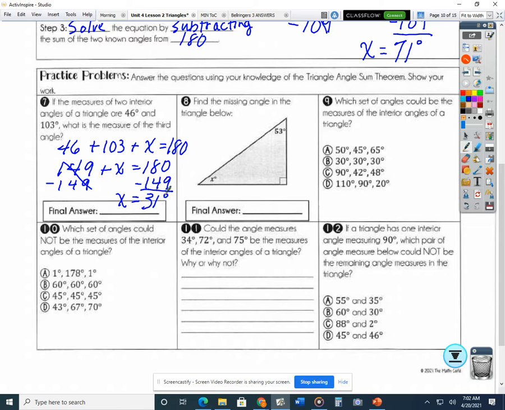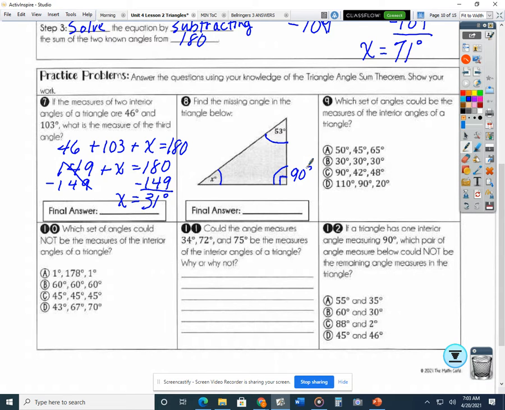Our next practice problem. Find the missing angle in the triangle below. So here are our three angles inside or interior angles to our triangle, and we only have a given measure for one of those. But notice we have our square here in the bottom corner. This tells us that this is a right triangle with a right angle, and we know that this angle is equal to 90 degrees. So now we can use our triangle sum theorem.